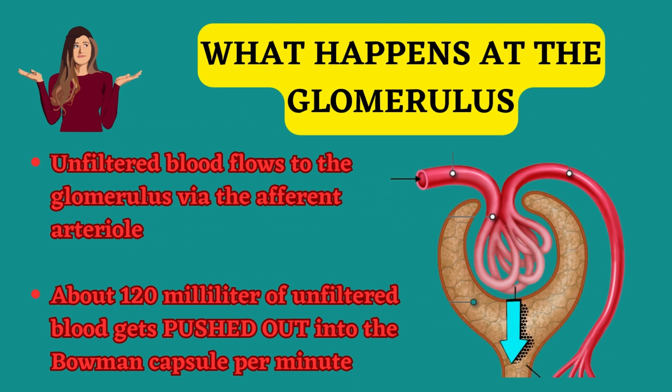As the unfiltered blood flows to the glomerulus via the afferent arteriole, about 120 milliliters of unfiltered blood gets pushed out into the Bowman capsule, which is the capsule that wraps around the glomerulus. So, what gets pushed out and what is the reason behind it? To know the answer, we must know about the filtration membranes of the glomerulus. There are three different filtration membranes in the glomerulus.